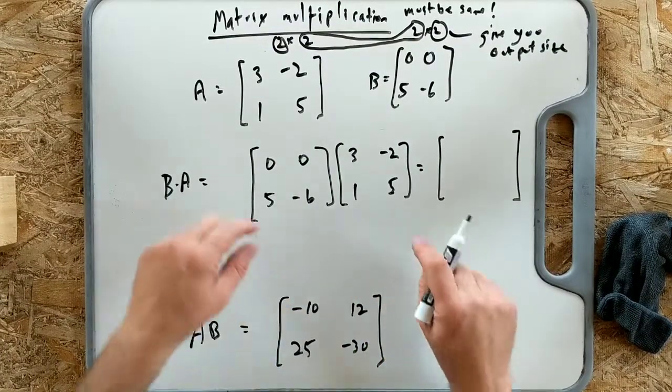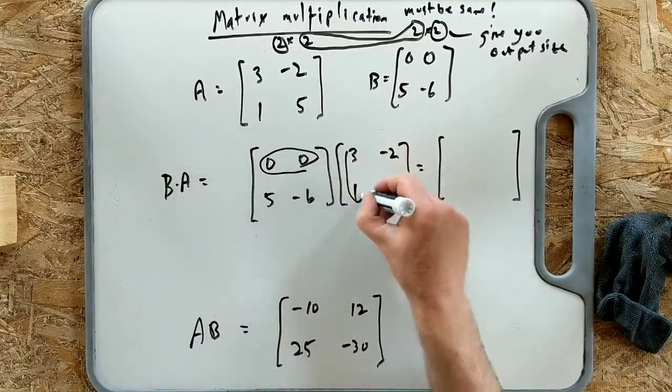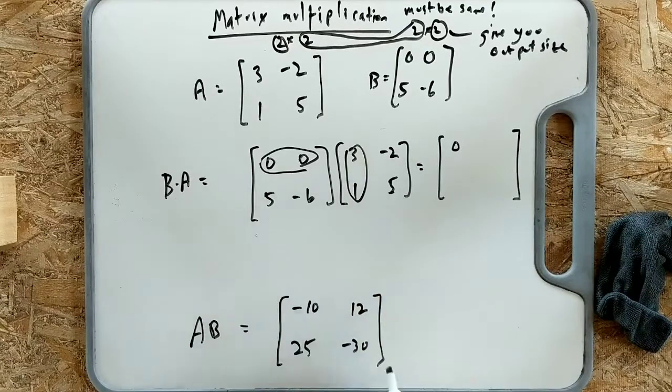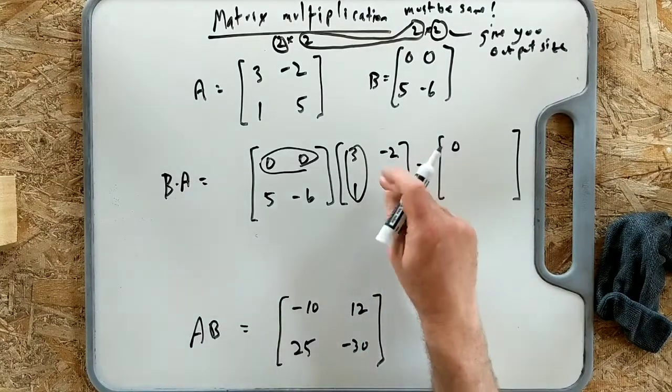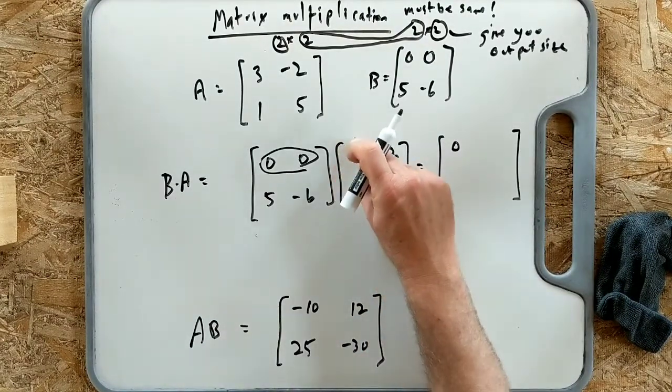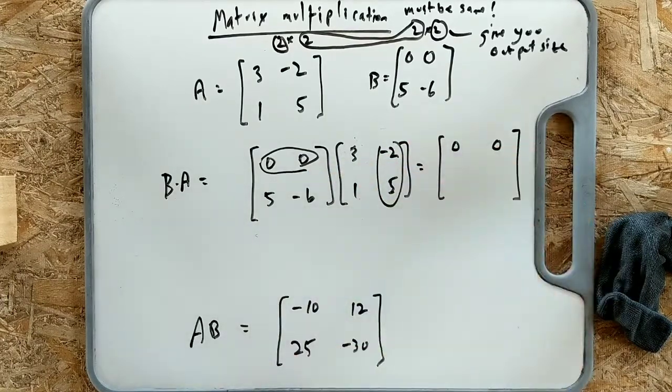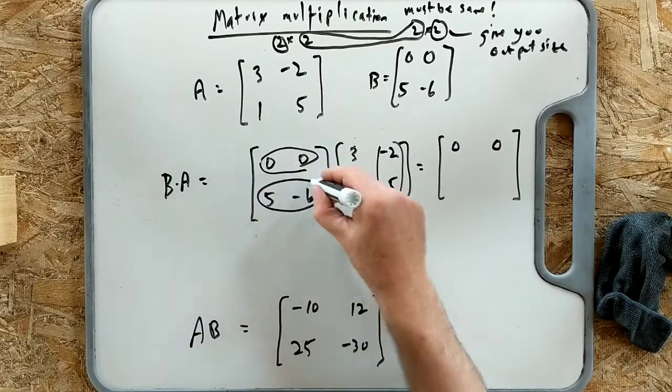Now let's go through the multiplication. Again, the first one is row 1 times column 1. So 0 times 3 plus 0 times 1. That is 0. Same thing with the second column: 0 times -2 plus 0 times 5 is 0. Okay, now go on to the second row.